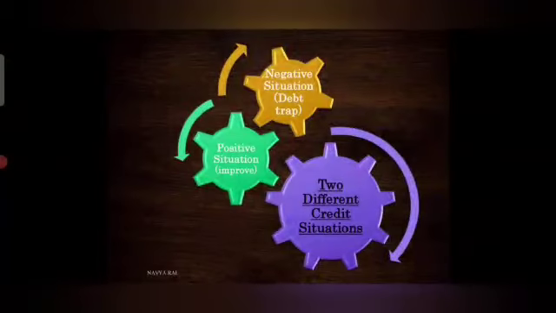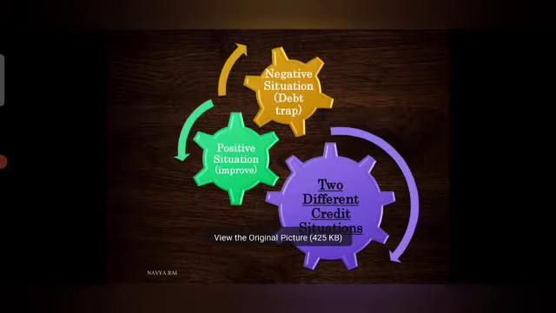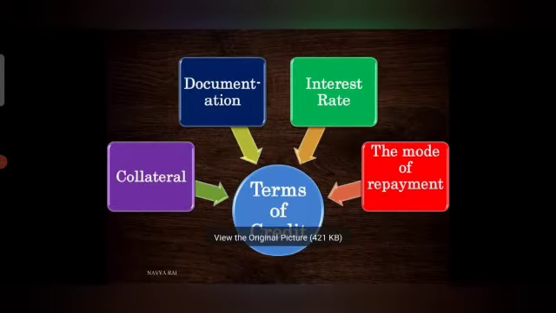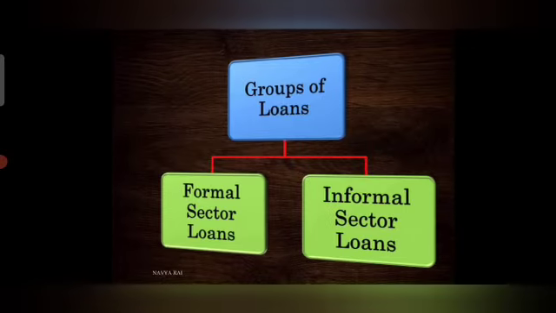Next, there are two different credit situations. One is the negative situation, which we call a debt trap, and the positive situation is the improvement of income. In terms of credit, when we get a credit, we have to give documentation, and check the interest rate, the mode of repayment and the collateral. Collateral is the thing which the bank takes from its borrower as a guarantee. It is a surety, in simple words.